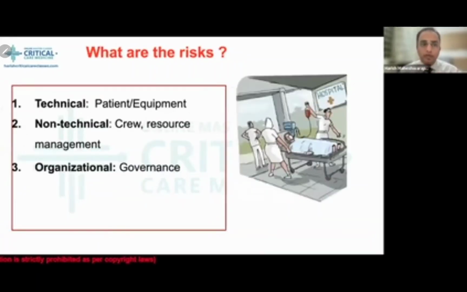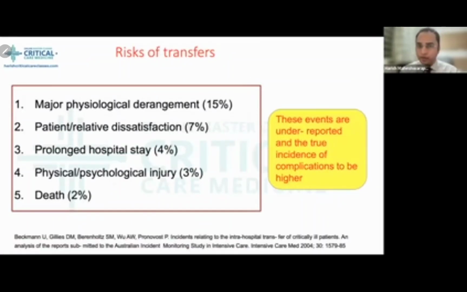So what are the risks involved? We need to understand that risk has been categorized into technical risk, which may be related to the patient or to equipment failure, or non-technical risk factors in relation to manpower, that is crew involved and resource management, or organizational risk of the transfer, which is governance-related risk.